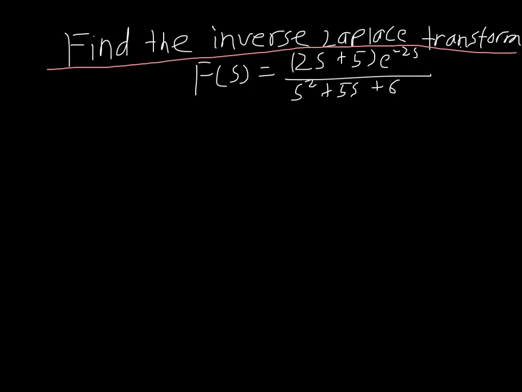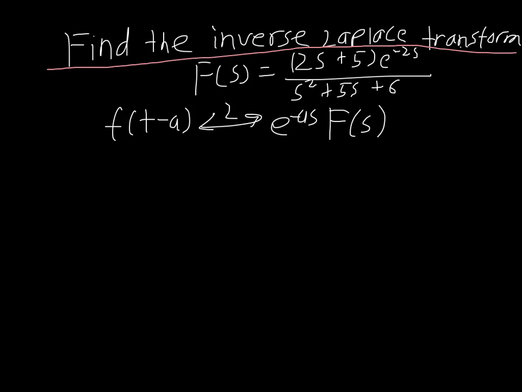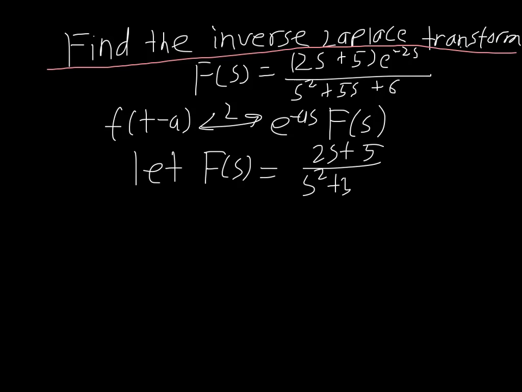All it does is illustrate part of this property that says if we have some function f of t minus a and we take its Laplace transform, then that Laplace transform will be e to the minus as times the Laplace transform of your original function. And so what that means practically is that for now we will let F of s equal 2s plus 5 over s squared plus 5s plus 6. And we know how to deal with that, so let's see what happens with this.